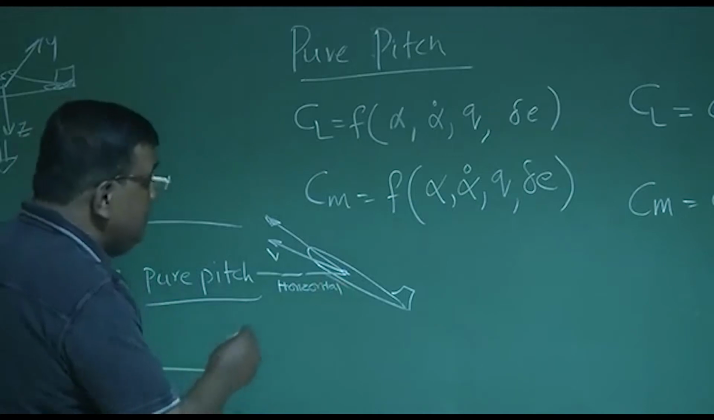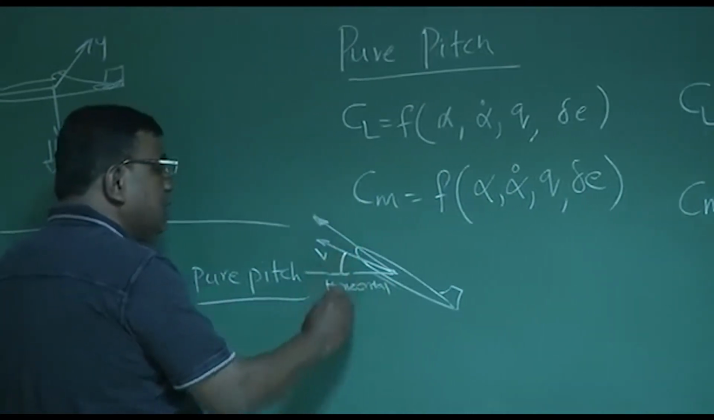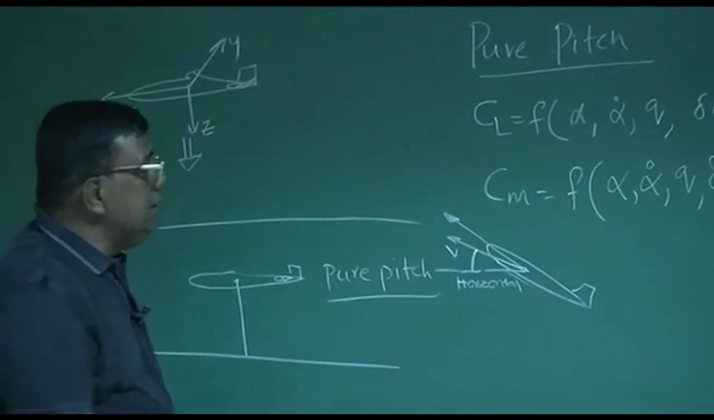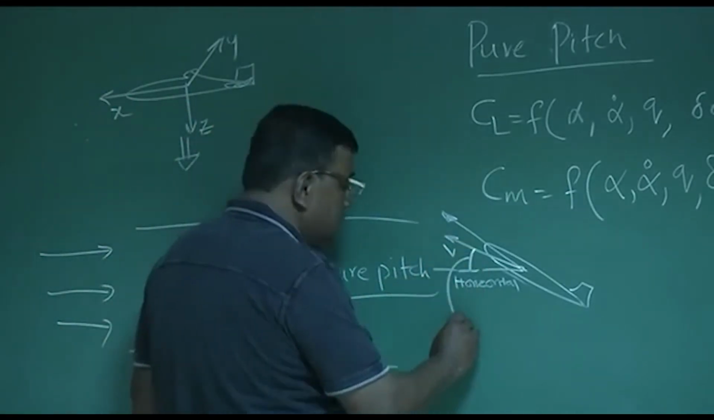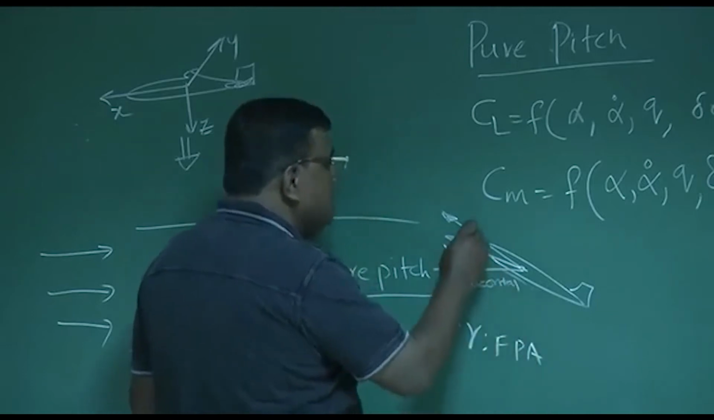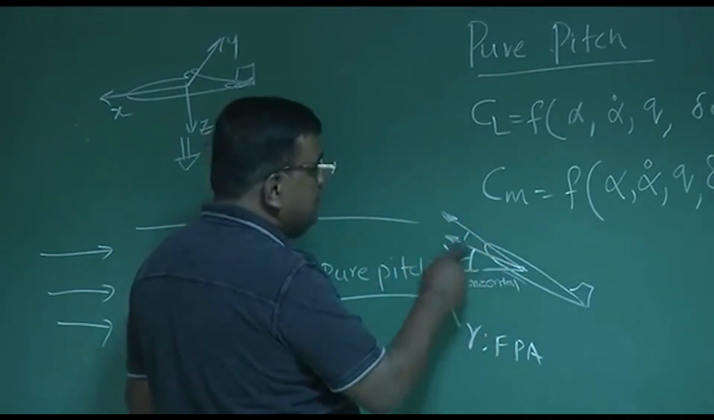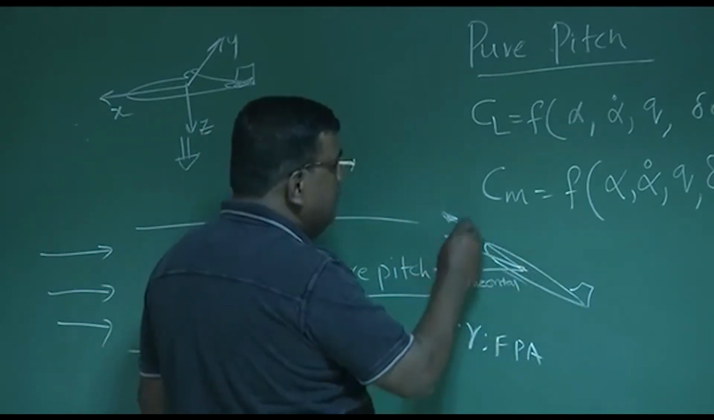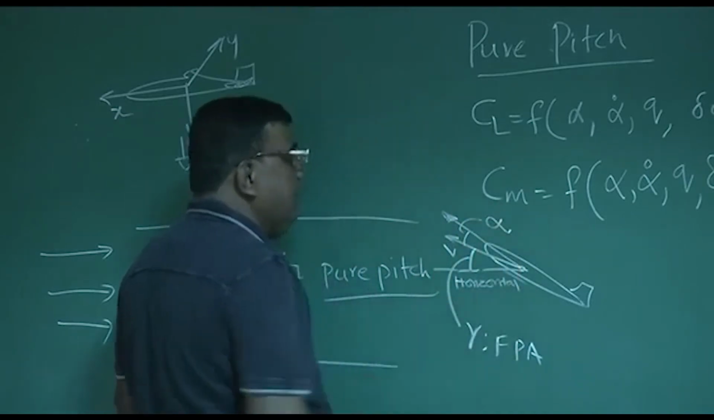What is this angle? This angle is the velocity vector making with horizontal, and that is the flight path angle. So this is gamma, the flight path angle. What is this angle? This is the angle between the axis, let's say chord, and the velocity vector. So this is alpha, the angle of attack.